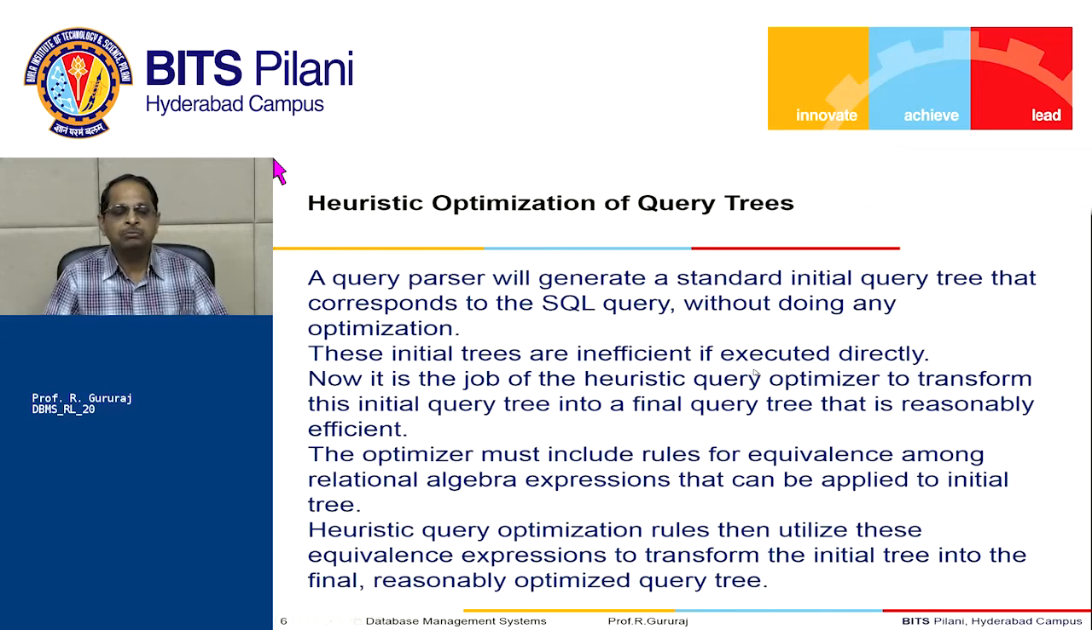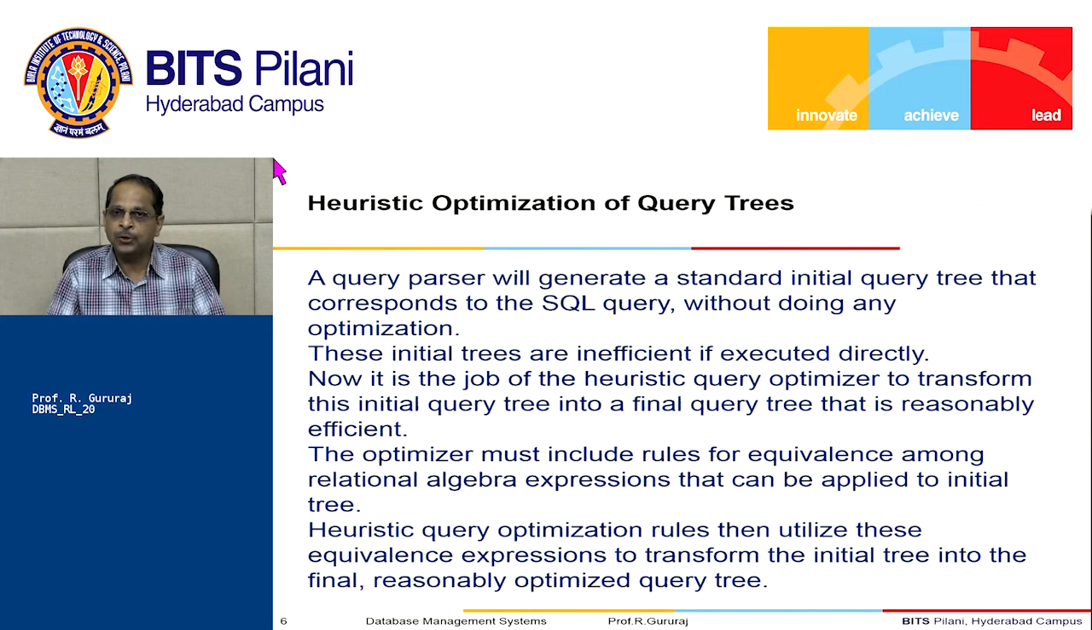And now let us see how the optimizer will apply heuristic rules to optimize the query trees. A query parser will generate a standard initial query tree, that what we have seen in the previous slide, and initially the standard query tree is generated which is corresponding to the SQL query without doing any optimization. If these initial query trees are executed, they are not efficient. That means performance wise, they may not be effective or efficient.